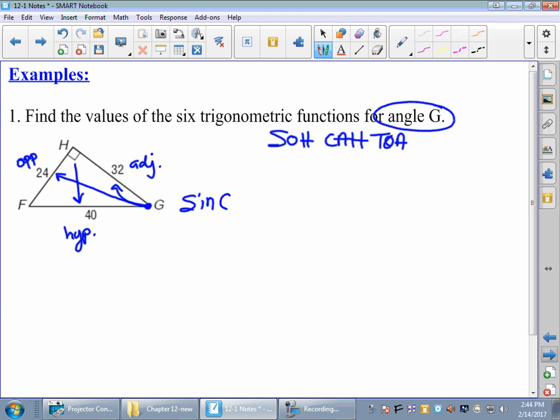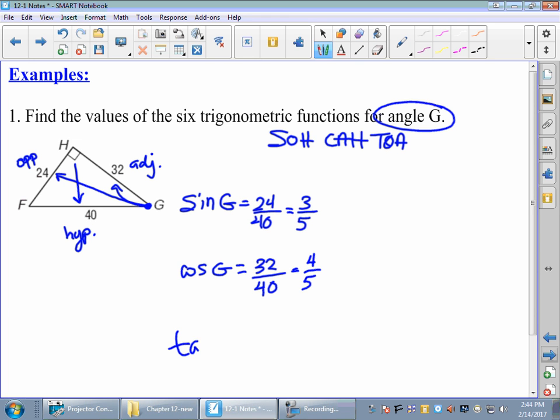So the sine of G is opposite over hypotenuse, which is 24 over 40. Okay, and we can simplify that. I can take an 8 out of both of those, and you end up with 3/5. Cosine of G is equal to the adjacent side, 32, over hypotenuse, 40. And I can reduce both of those by 8 as well. So I get 4/5.